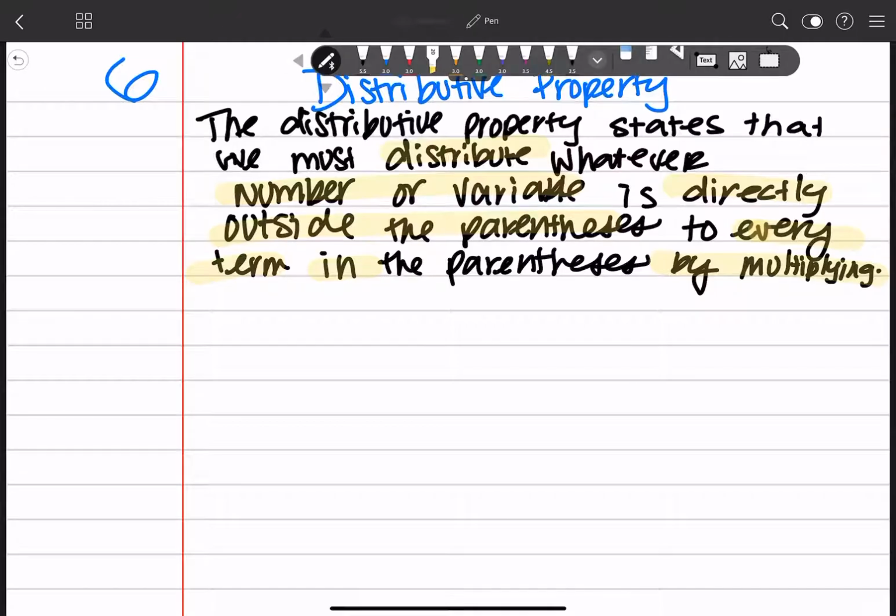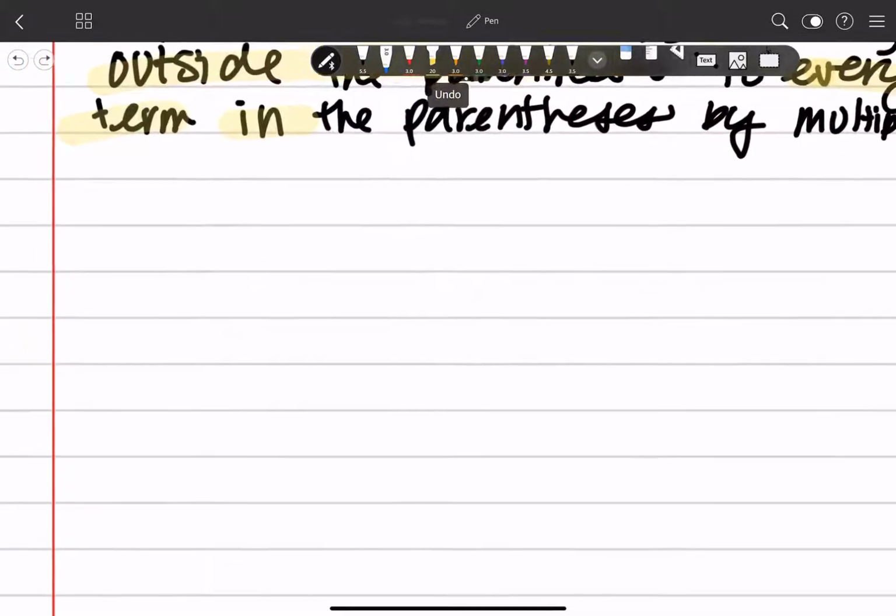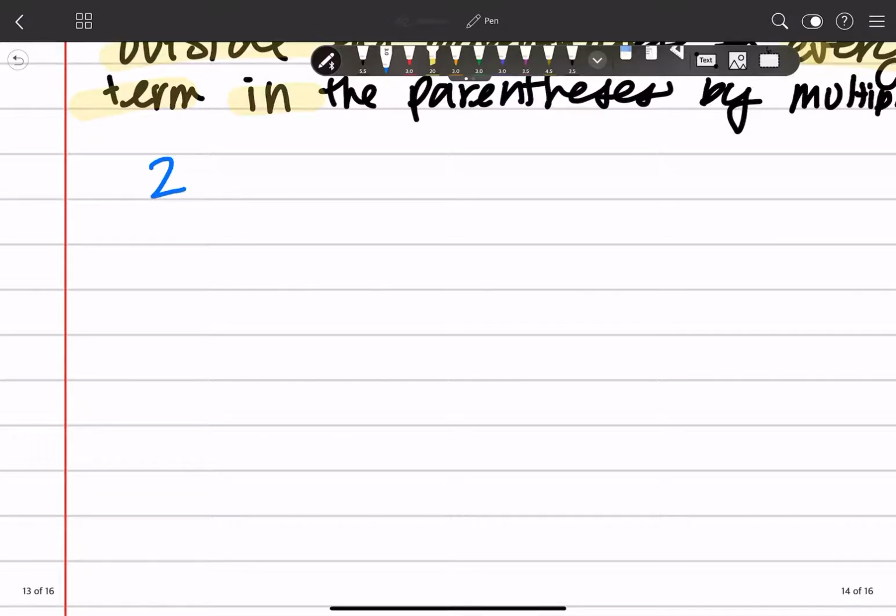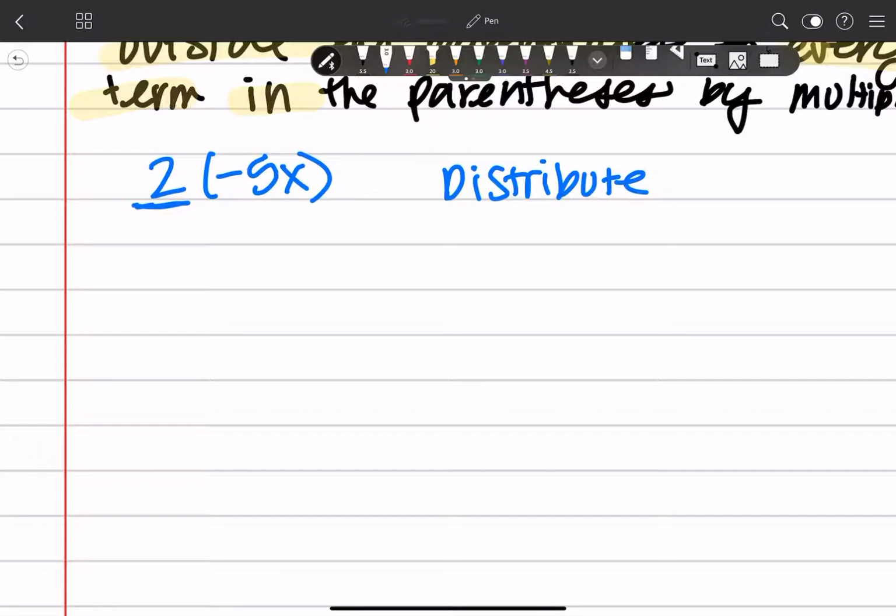So here is an example that we're going to work through. Say you've got the problem 2 parentheses negative 5x. I know this one you're just like, well, it's multiplication. Well, yeah, but what's happening is that you're going to distribute this number that's on the outside. So you're going to make it rain on this one. So 2 times negative 5x gives you an expression of negative 10x.